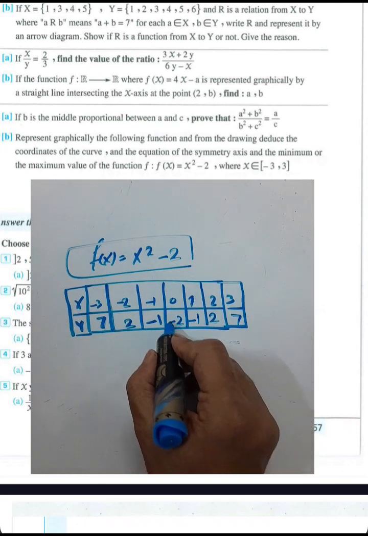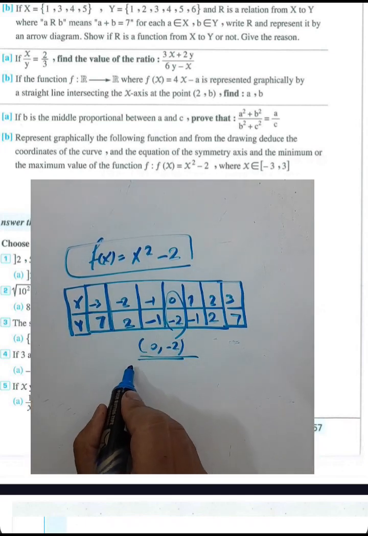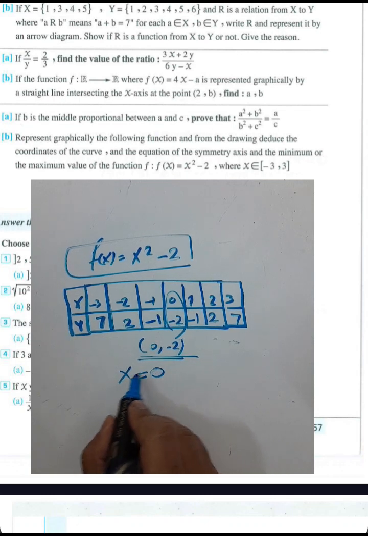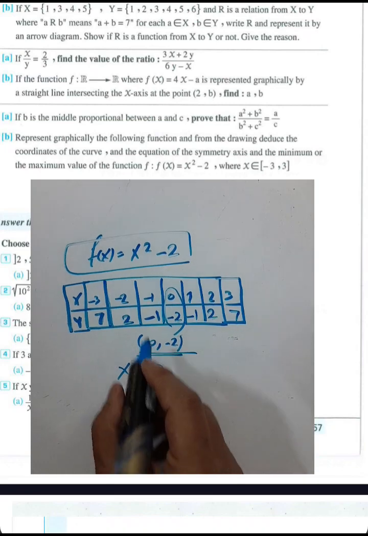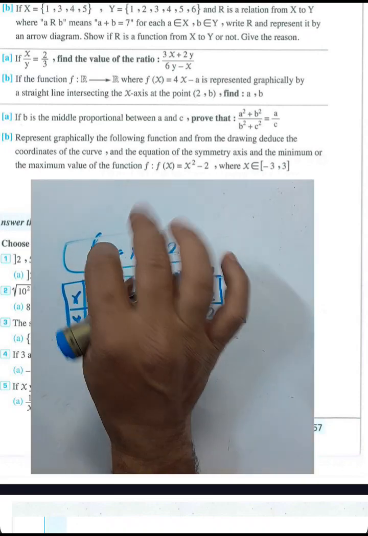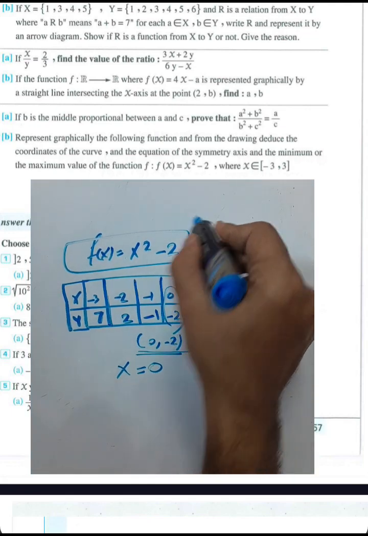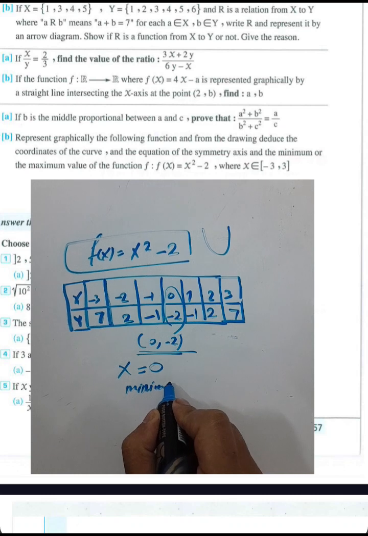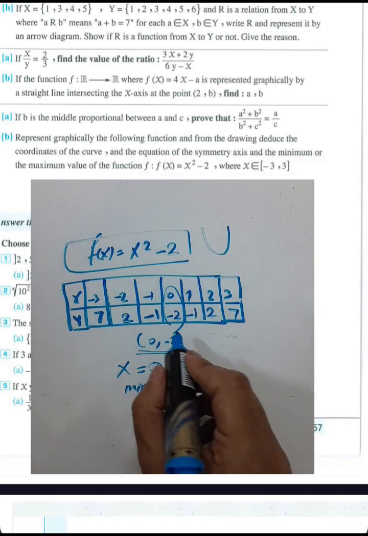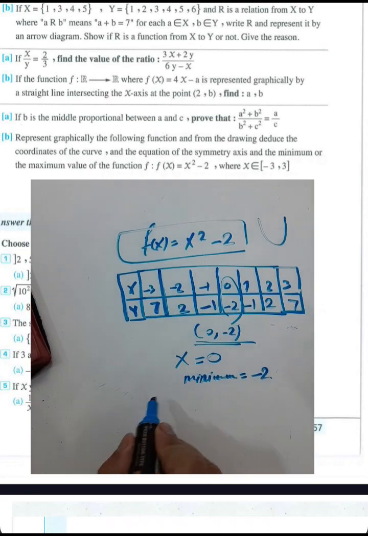Then the vertex here will be (0, -2), and the equation of the line of symmetry is x equals 0. What about minimum or maximum? The coefficient of x squared is positive. It means this function will be drawn with a minimum. Then it will be minimum. The value of the minimum will be -2.